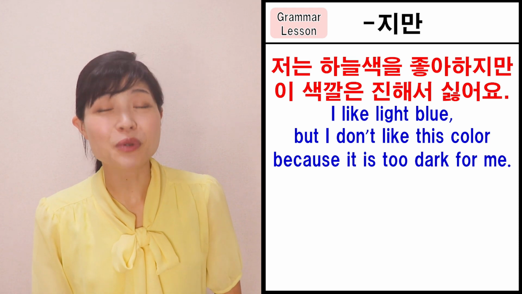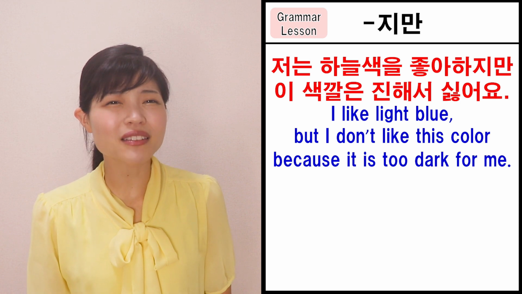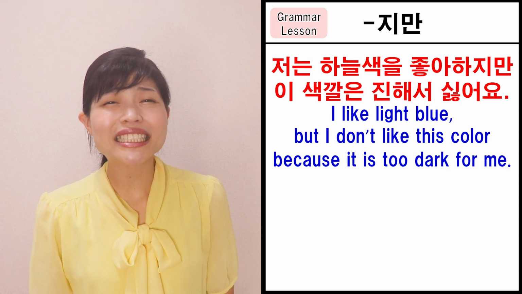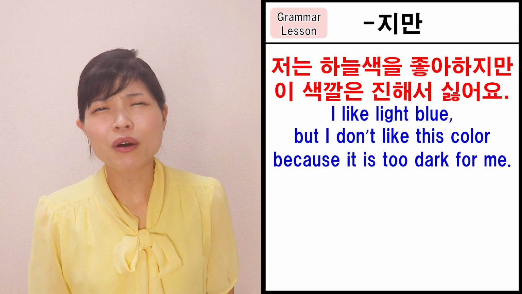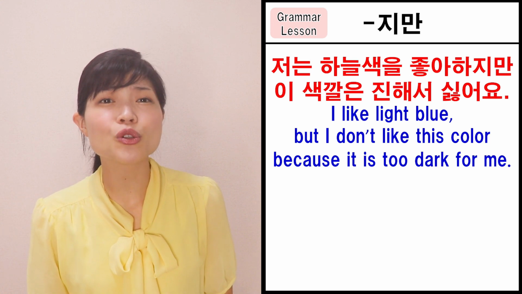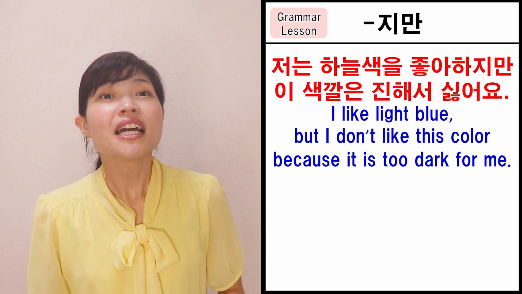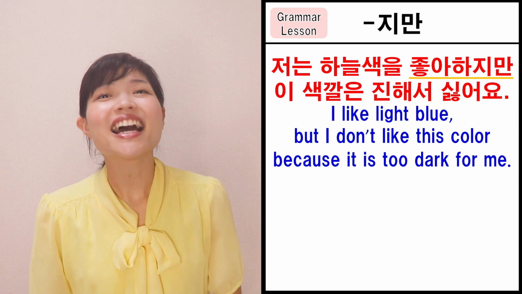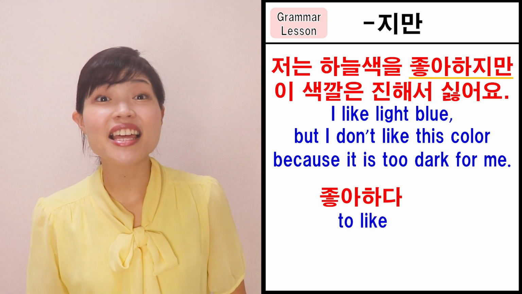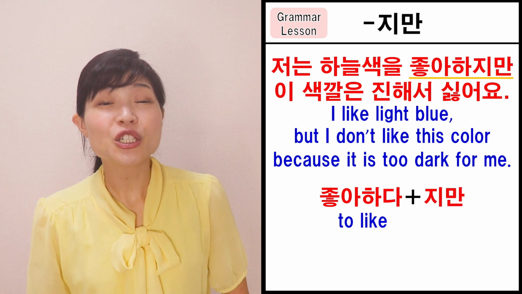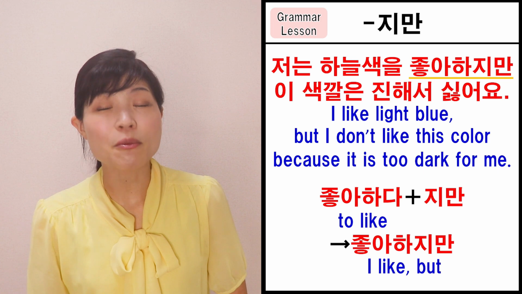Let's start with the present tense. 저는 하늘색을 좋아하지만 이 색깔은 진해서 싫어요. I like light blue, but I don't like this color because it is too dark for me. In this sentence, let's focus on 좋아하지만. I like, but. 좋아하다, to like, is the dictionary form, and you add 지만 instead of 다 to make 좋아하지만.